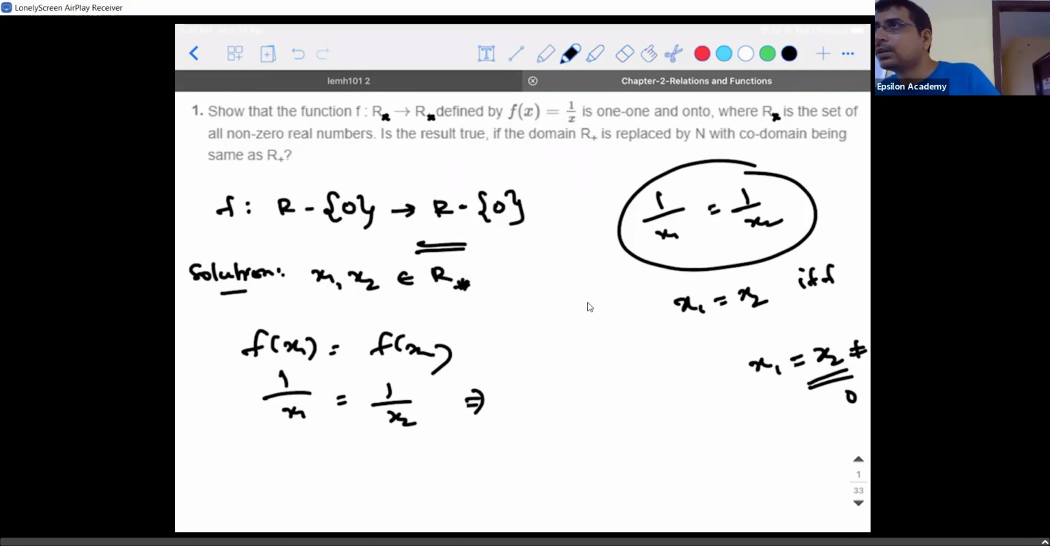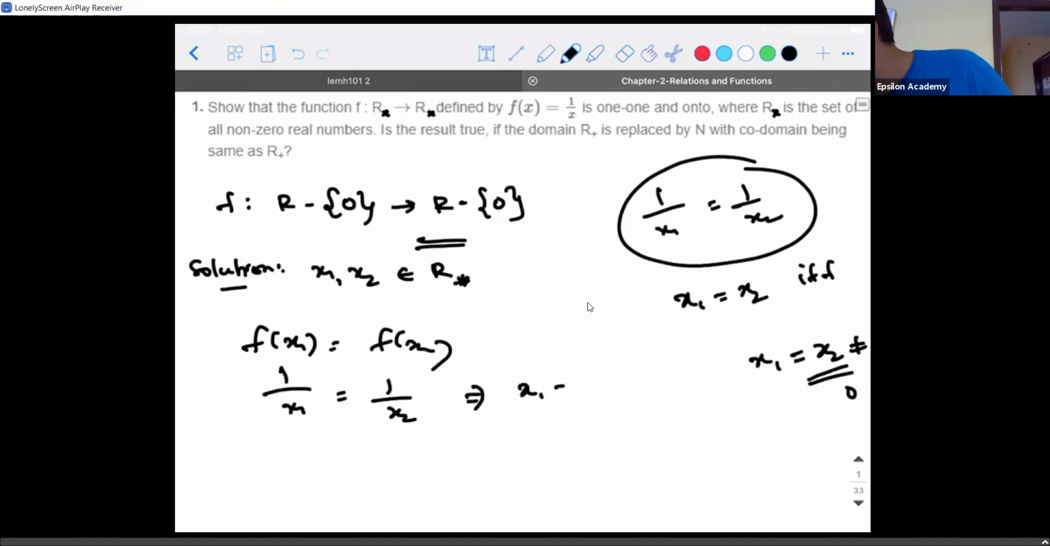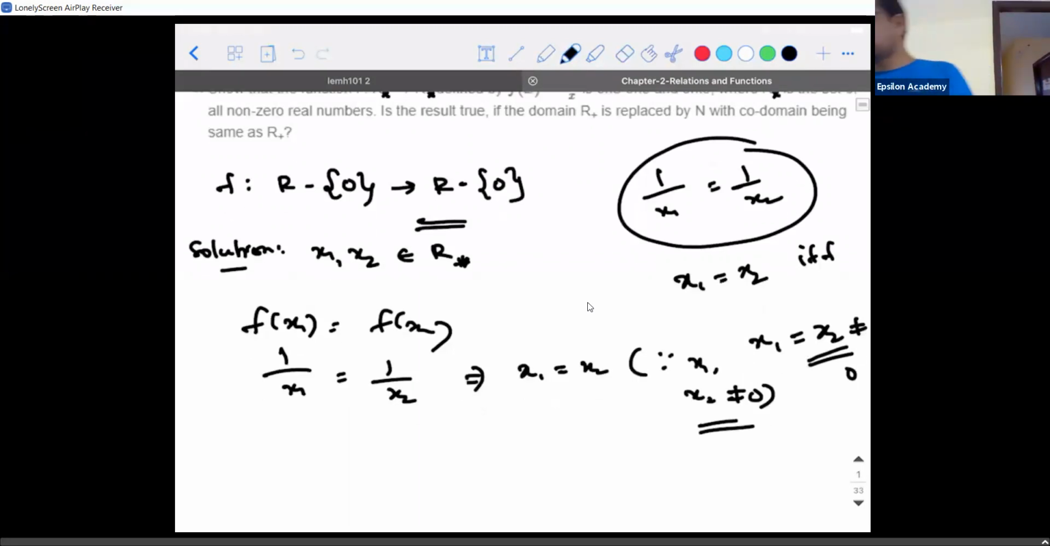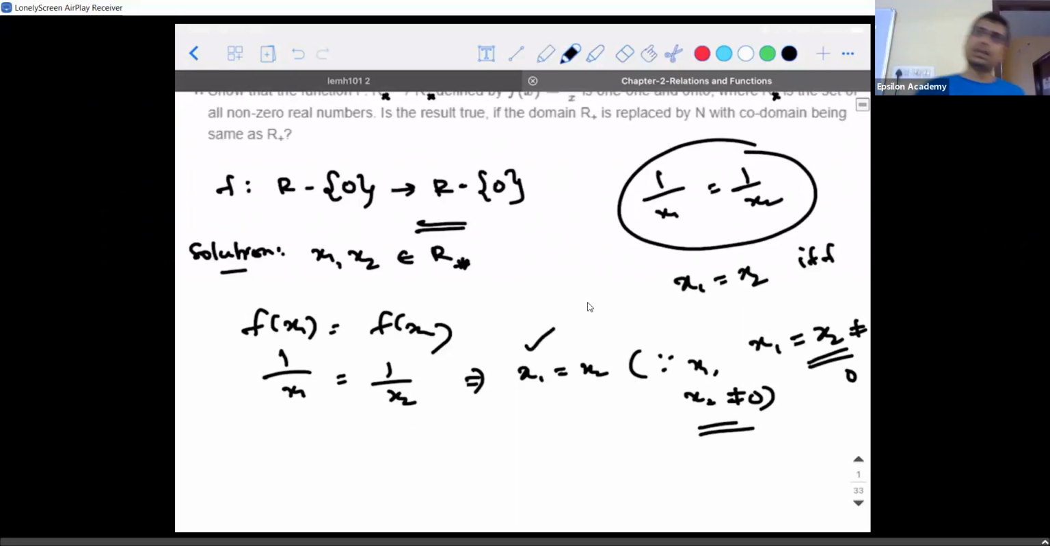Any confusion? Clear? Right? So 1 by x1 is equal to 1 by x2. That is why x1 is equal to x2, since x1, x2 are not equal to 0. So this is already given in the question. From this can I conclude it is a one-to-one function? Yes. So this onto function, what are we supposed to do?